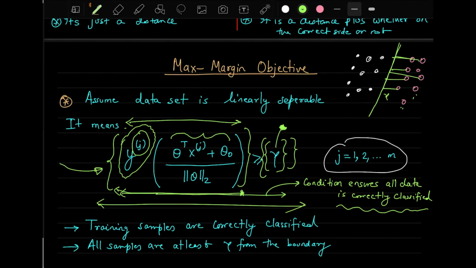Yes, sir, I just wanted to ask one thing. After knowing the signed concept of the distance, would the gamma value be the minimum of the positive values of the signed distance?